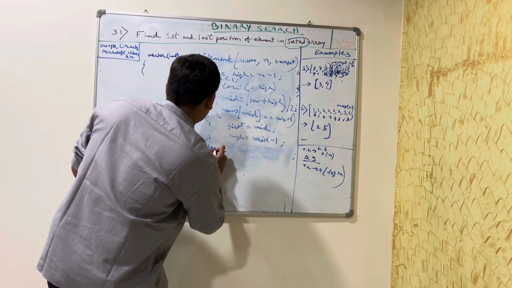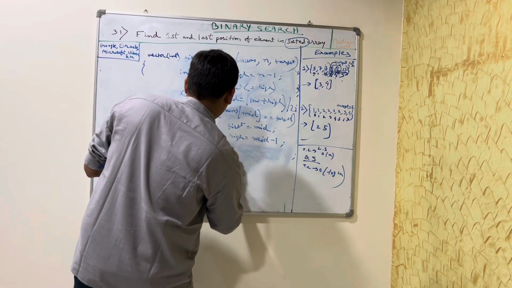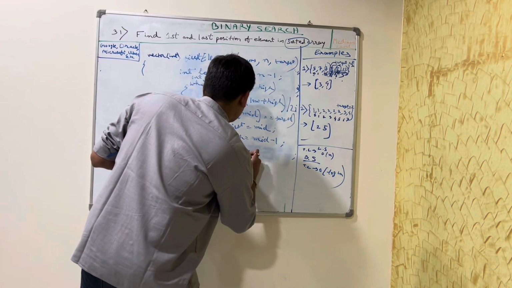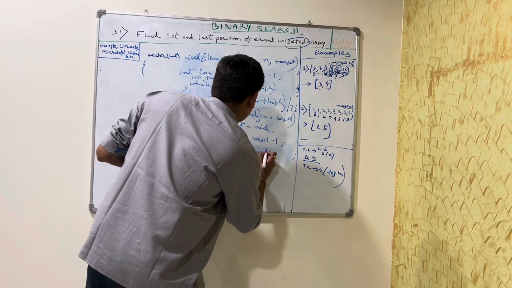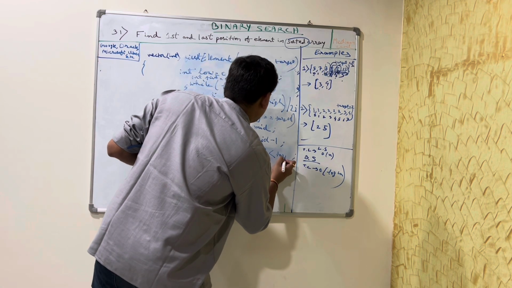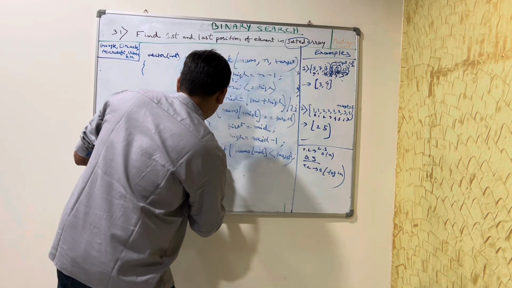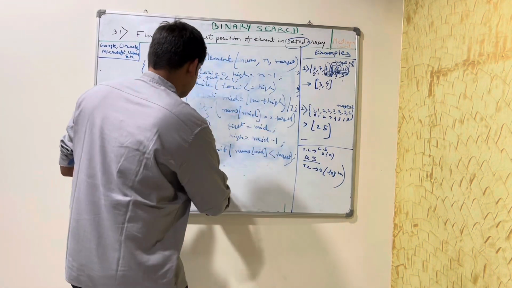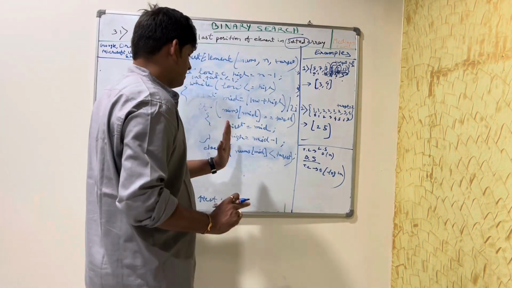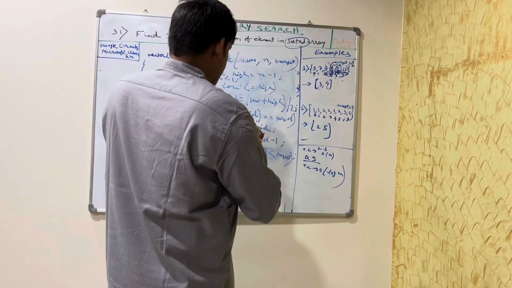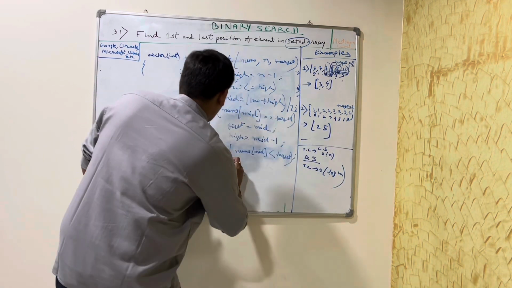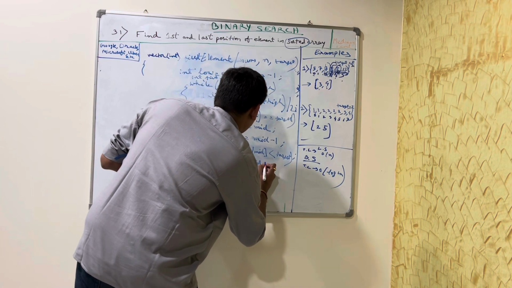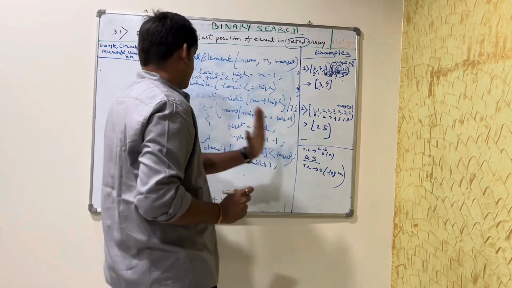Else if nums mid is less than target, what does this mean? That the middle element is less than the target. This means that our search space should be towards the right side, right? So our low would be mid plus 1, right? We need to increase our mid value, then only it could reach the target.